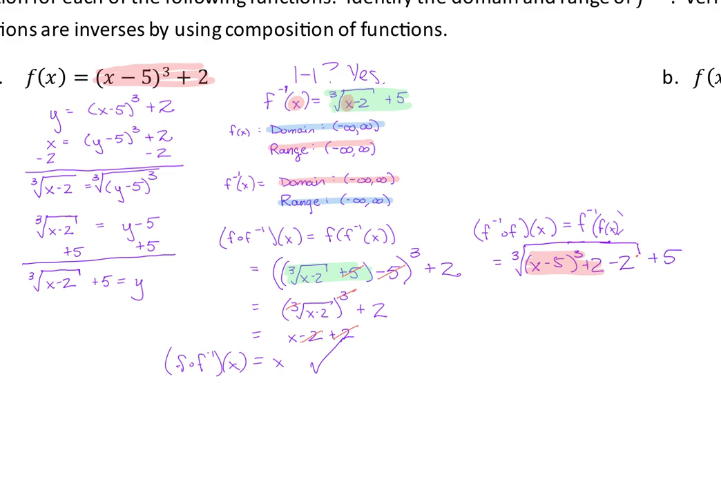Okay, so if we start canceling, we get our plus 2 and our minus 2 cancel. This is equal to the cube root of x minus 5 cubed, and we still have our plus 5. All right, we cancel our cube root and our cube, and this is equal to x minus 5 plus 5. And our minus 5 and our plus 5 cancel. And so we are left with, this is equal to x. And so when we compose it the other way, we do get the same answer.